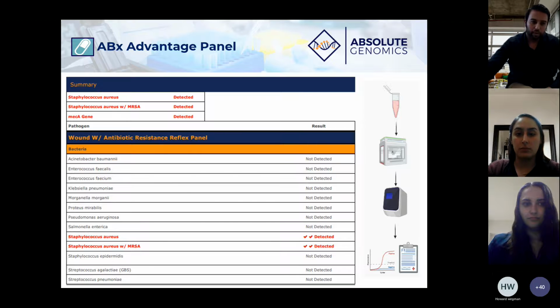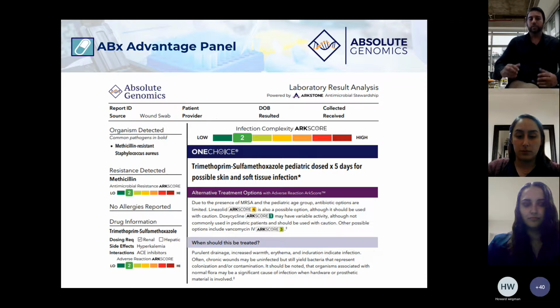How do we resolve the problem? So this is how our antibiotic stewardship report looks. It has different features, and I'll quickly go over them. First of all, you see the infection complexity score. Right now you see the score at 2, so it's not very complex.